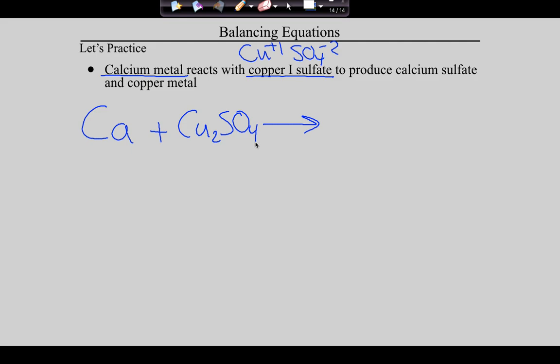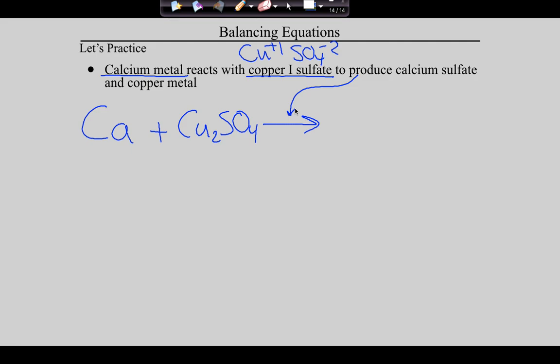If you need to spend the time to write down big C, little u, +1 because of the Roman numeral, sulfate is SO4, -2, making whatever you need to do, but you got to write the formulas right. So copper 2 sulfate, copper 1 sulfate. Now it says to produce. Guys, to produce is our arrow. It yields, it makes. That tells us that everything else that's coming is a product.